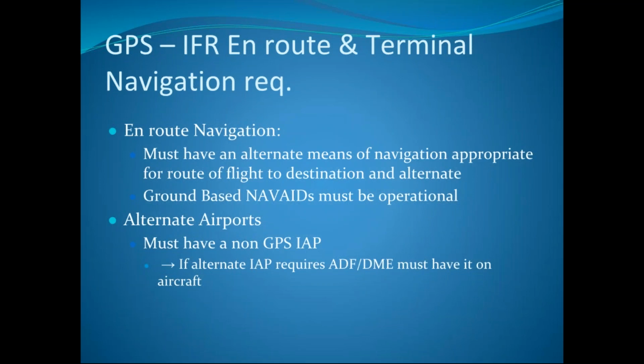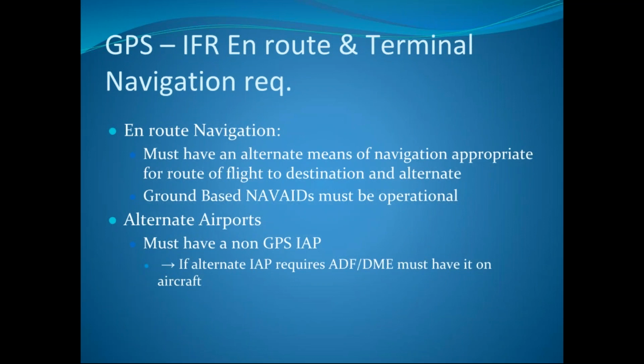If we don't have ground-based navigational aids, then basically we have to look at other options as far as choosing our alternates or our approach procedures. So alternate airports must have a non-GPS instrument approach operable. So this is exactly what I'm talking about.